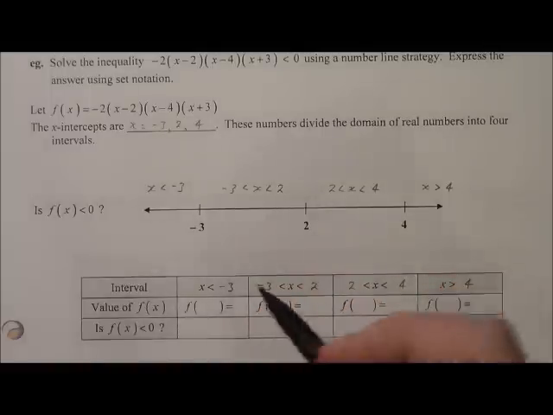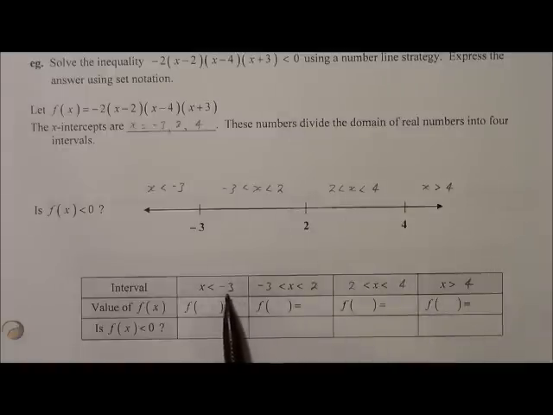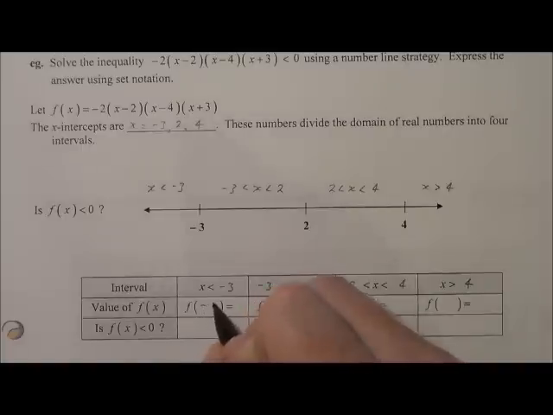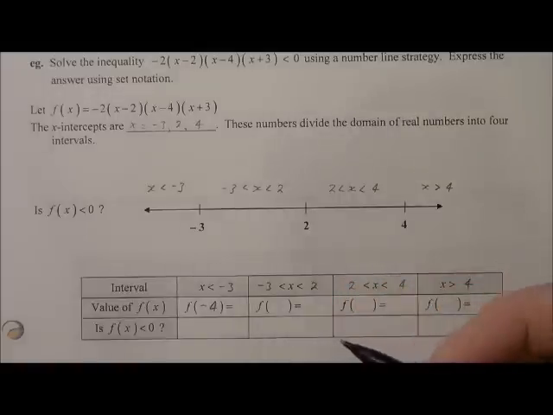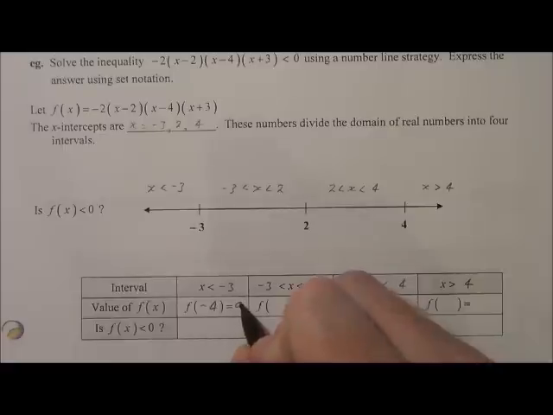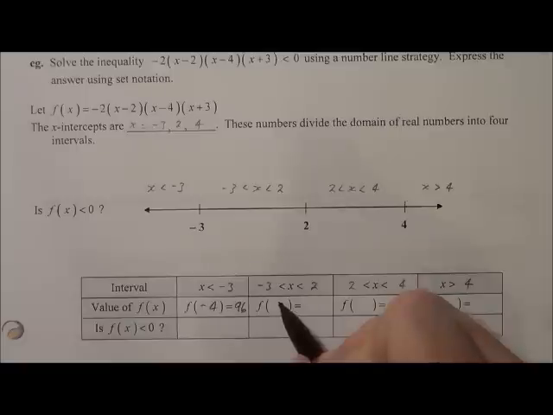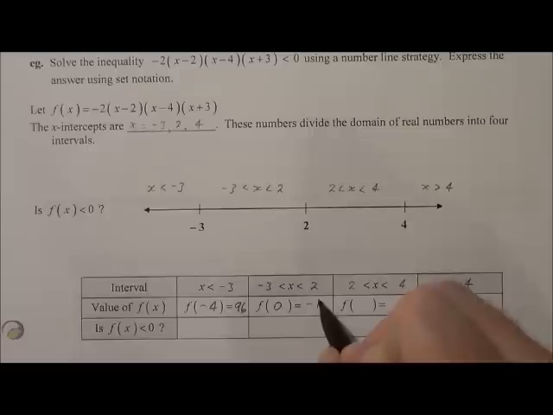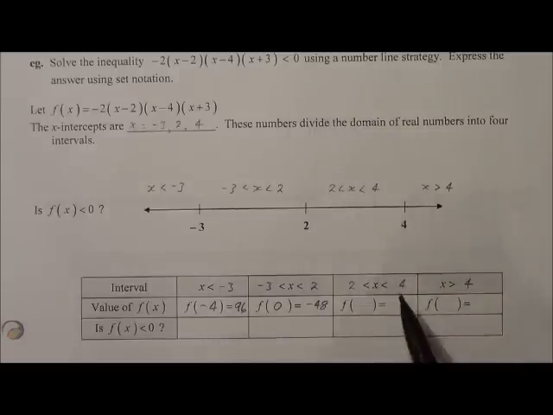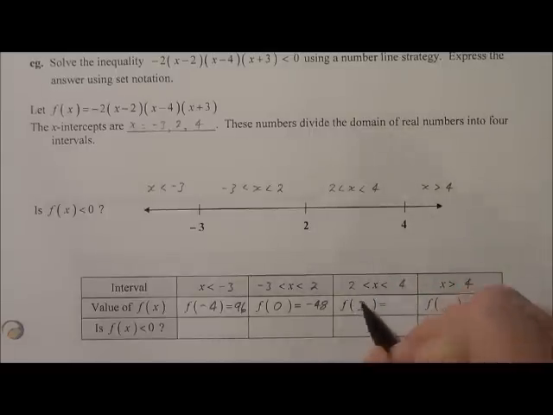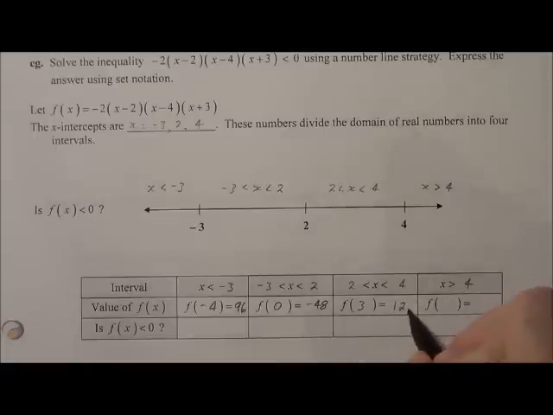So let's choose something simple. You could choose negative 3.5 if you like, or negative 5, or negative 10, or whatever you like. I'm going to choose negative 4, just for fun. And when I calculate that, through the magic of calculations and calculators, we get 96. Now in here, between negative 3 and 2, I'm going to choose 0, and that gives me negative 48. Between 2 and 4, I'm going to choose 3. Keep things simple again. That gives me 12. And when x is greater than 4, I'm going to choose the value 5, which gives me negative 48.